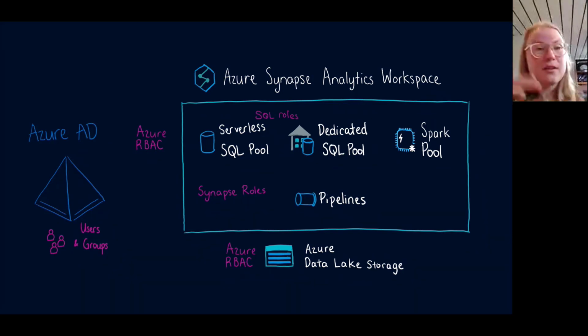If we had a different profile of what they need, then we might, for example, give a lesser Synapse role, a lesser Azure RBAC role to manage the entire workspace, and then give other than DB owner roles in the SQL pools themselves.